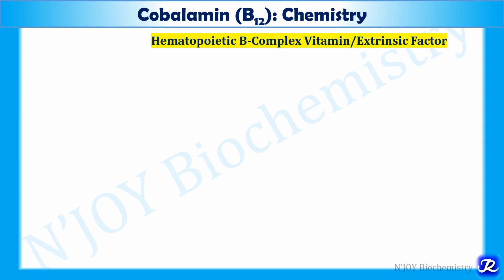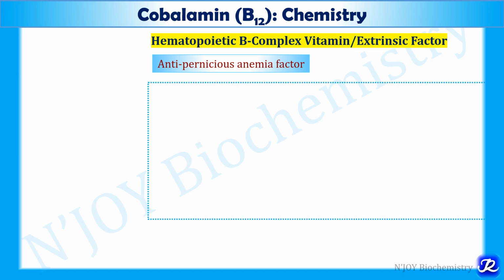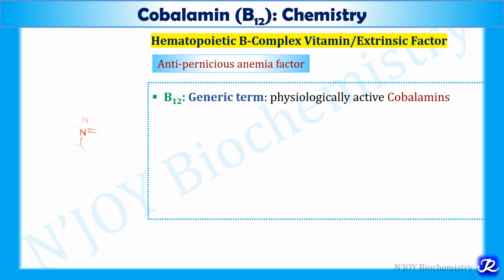Vitamin B12 is the hematopoietic water-soluble B complex vitamin. This is required for the maturation of erythrocytes. It is also called the extrinsic factor of Castle because this is the factor which is derived from external sources. It has another name, anti-pernicious anemia factor, because its deficiency is associated with the condition called pernicious anemia. This condition is caused due to deficiency of intrinsic factor of Castle, which is required for absorption of vitamin B12. All vitamin B12 compounds are called cobalamins because they have cobalt.